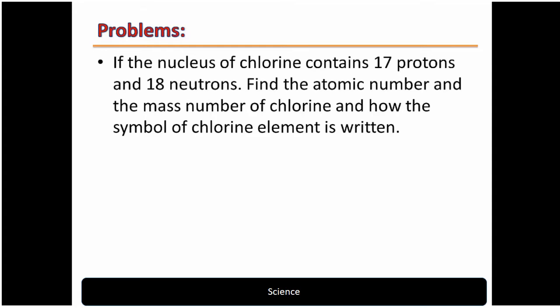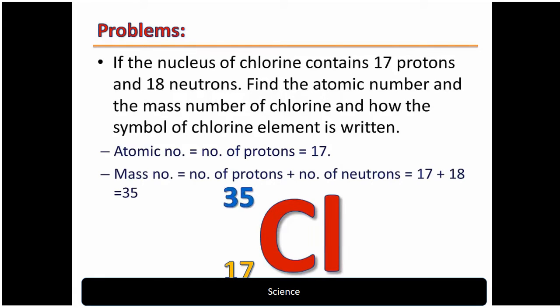Problems. If the nucleus of chlorine contains 17 protons and 18 neutrons, find the atomic number and the mass number of chlorine and how the symbol of chlorine is written. The atomic number of chlorine is equal to the number of protons, so the atomic number of chlorine is 17. Mass number equals number of protons plus number of neutrons, 17 plus 18 equals 35.